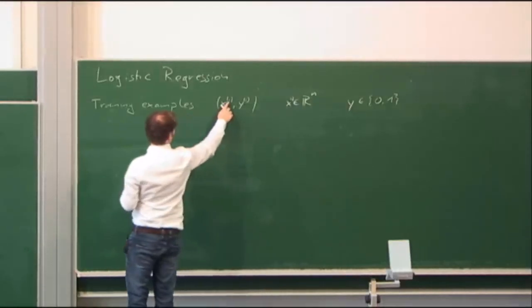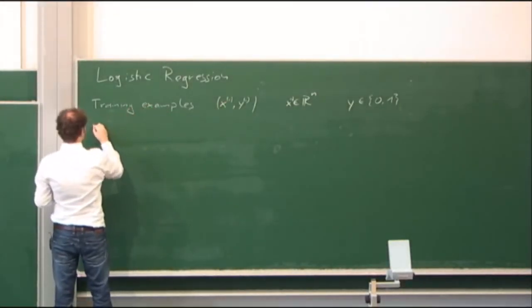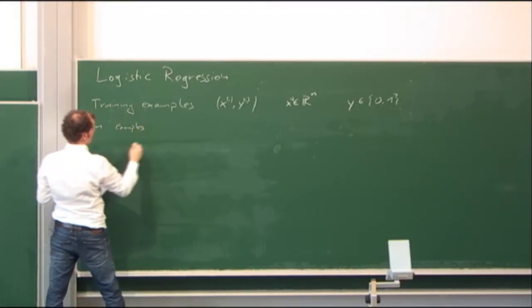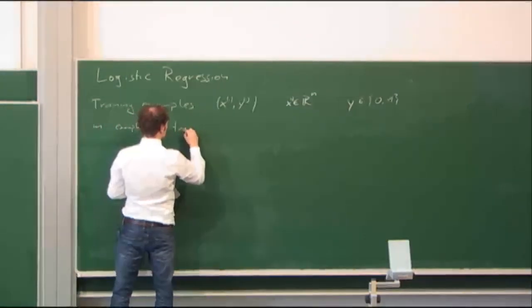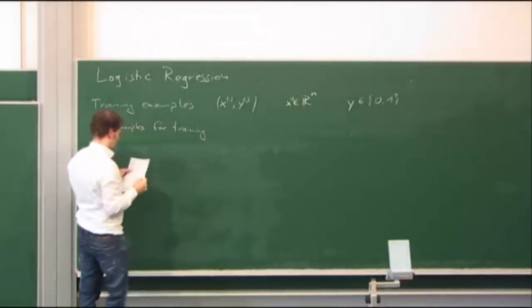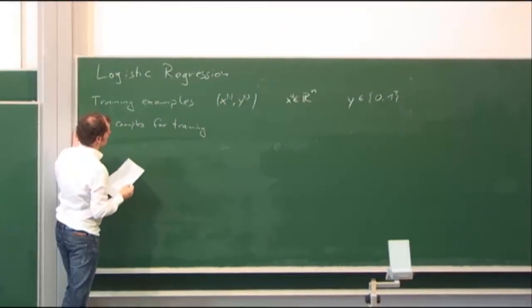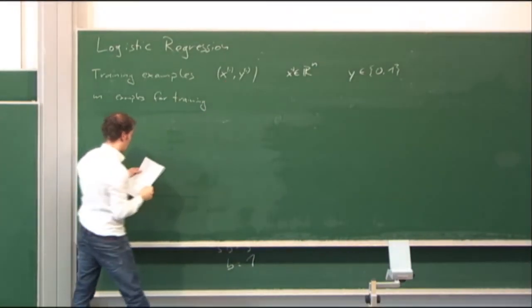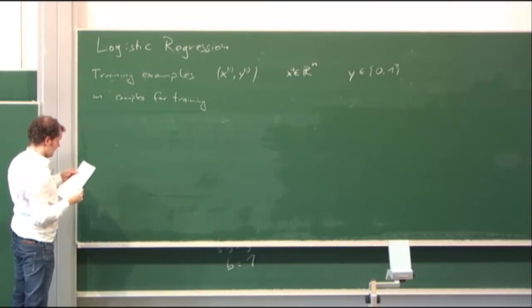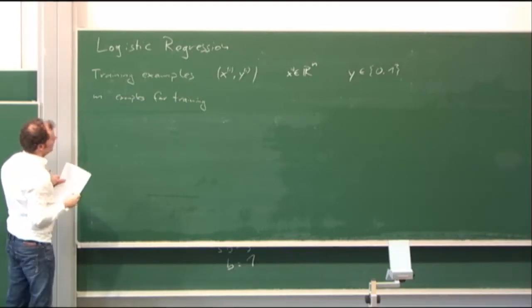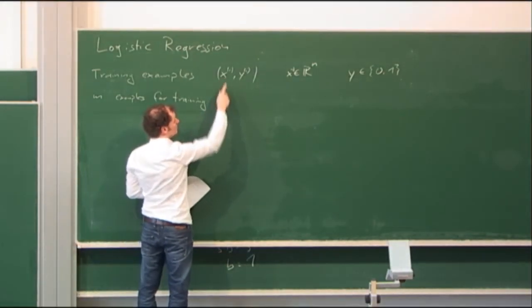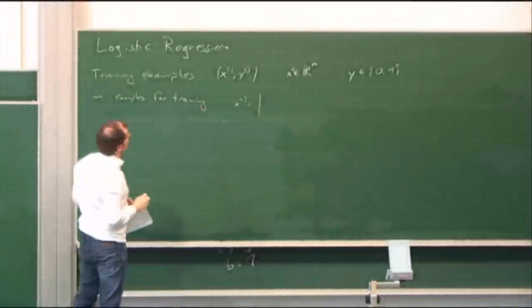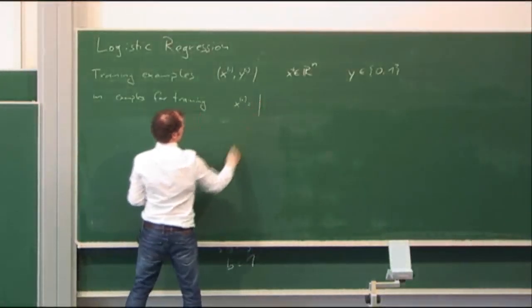Then we have i as the number of our training example, and we have m training examples. So we have a training set, which is just the set of these vectors xi, yi. And what we will do is put all these x's. xi is basically a column vector, right? With n entries.